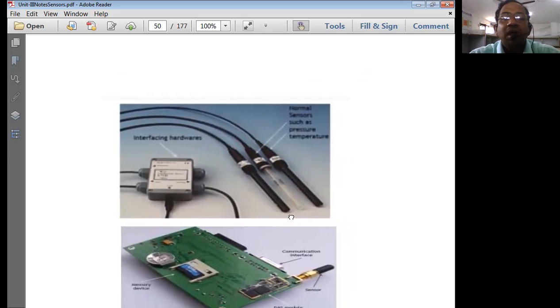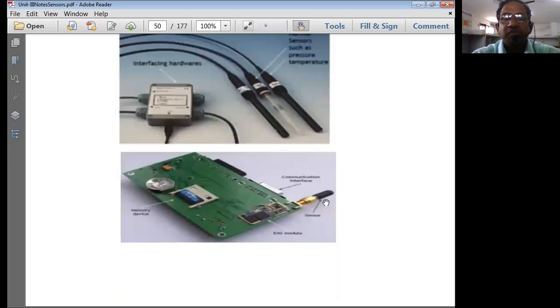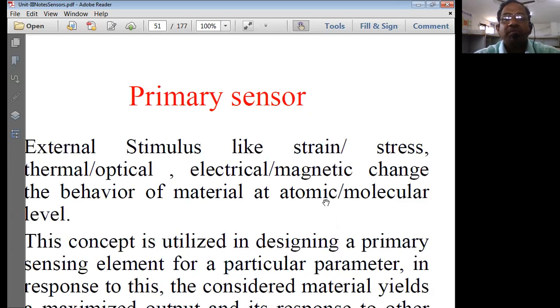And similarly, you have pressure and temperature sensors like this, and these sensors are simply connected to the DSP based systems using interfacing hardware like this. So this is the basic picture of a sensor that we are going to have.